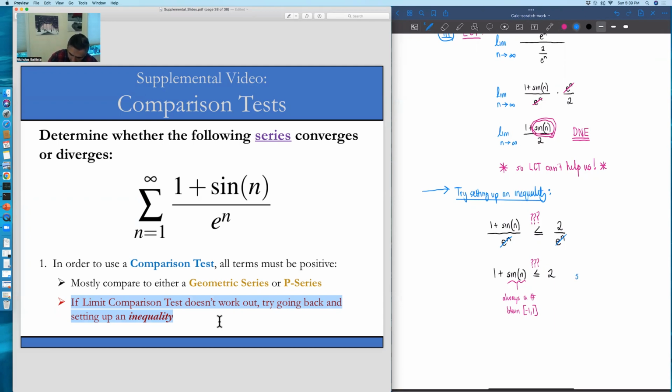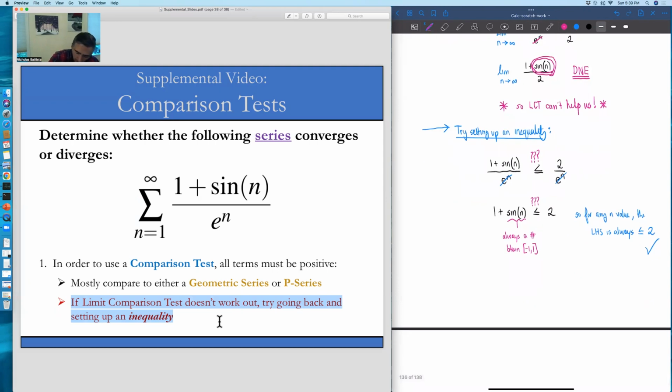So for any n value, the left-hand side is always less than or equal to 2. So we have shown that our series is less than a known convergent series. That brings us up to our conclusion now. Since every term of our series is less than a known convergent series term, our series must also converge.